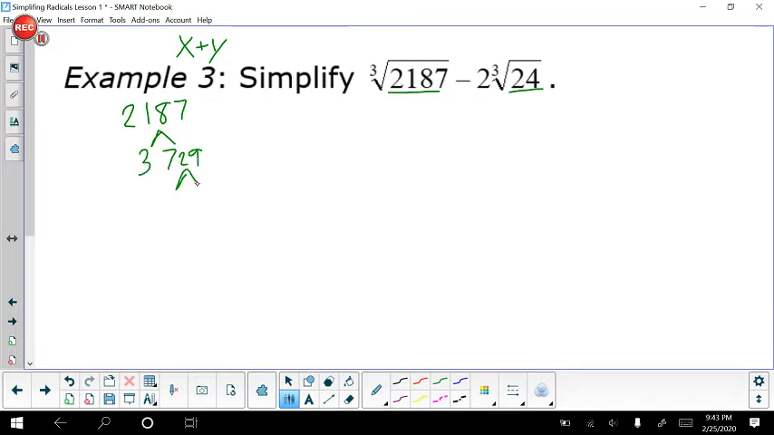Okay, 729, that's also not even, so we're going to continue dividing out a 3. So it's 3 times 243. Okay, continue to divide out a 3. 3 and 81. 9 and 9. 3 and 3, 3 and 3. So that's a lot of 3's going on.